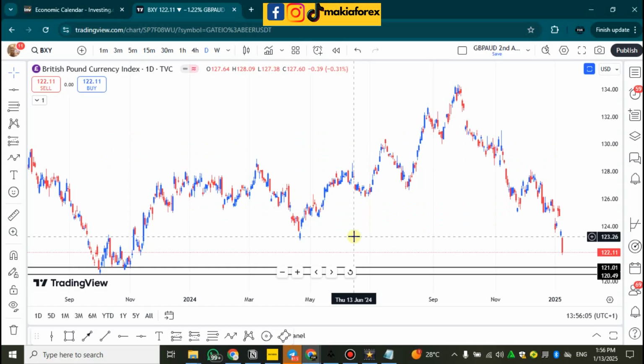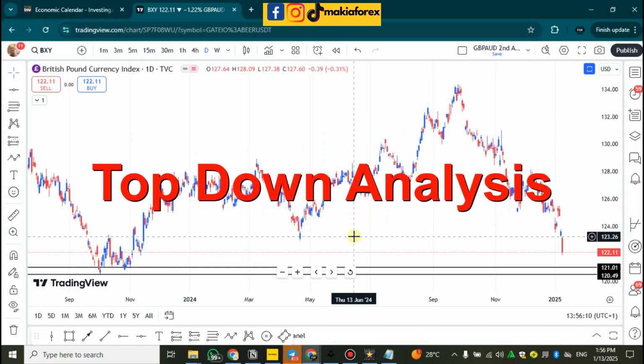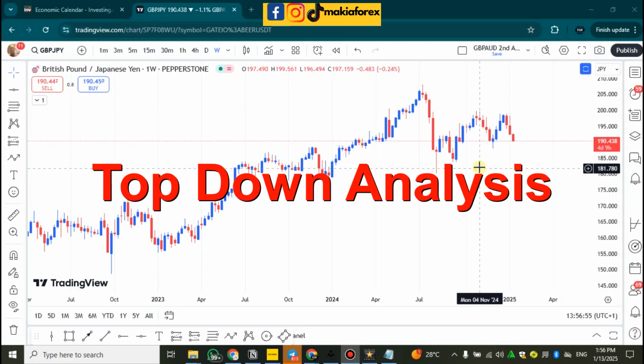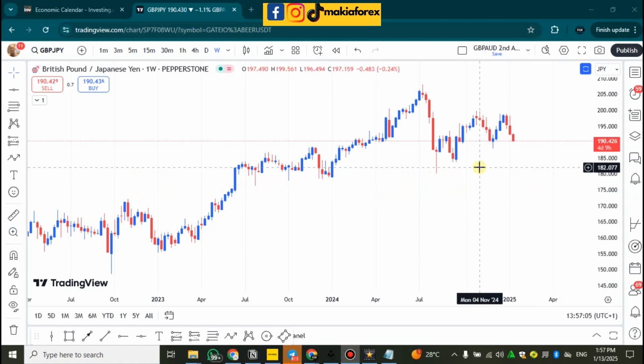Now the next step, which is very important, is that every single day you do your top down analysis on GBPJPY. Your top down analysis is the analysis where you start from the weekly time frame. So always start with your top down analysis before you trade every single day. It's very simple to do, and it's very important for you to do your top down analysis as a forex trader.